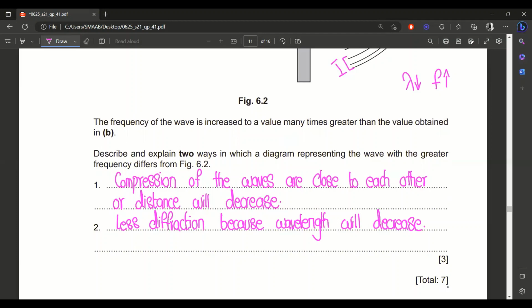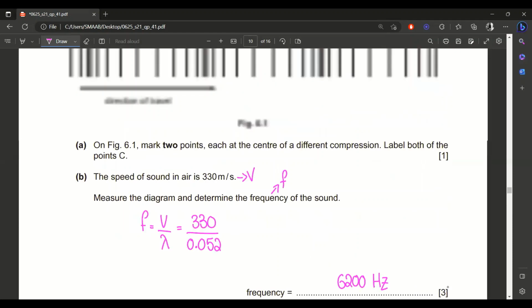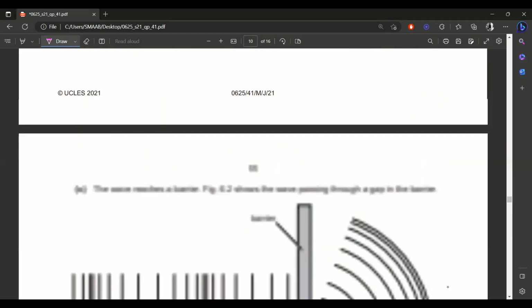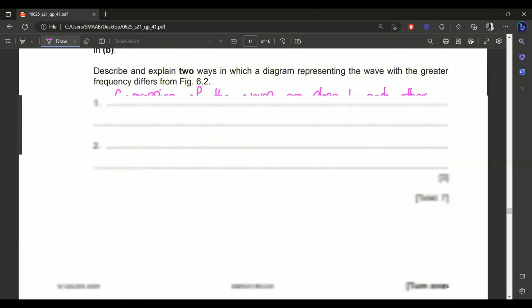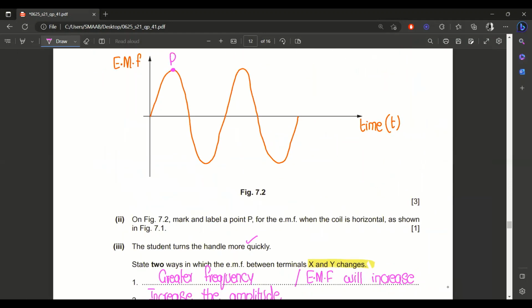So this is the complete solution of this whole paper. Okay. So next time we will continue with the next paper. Okay.